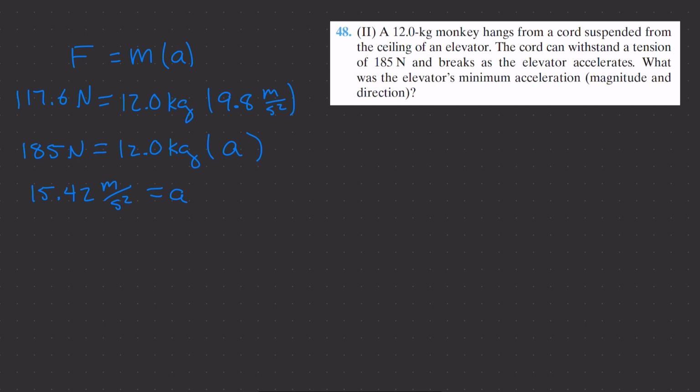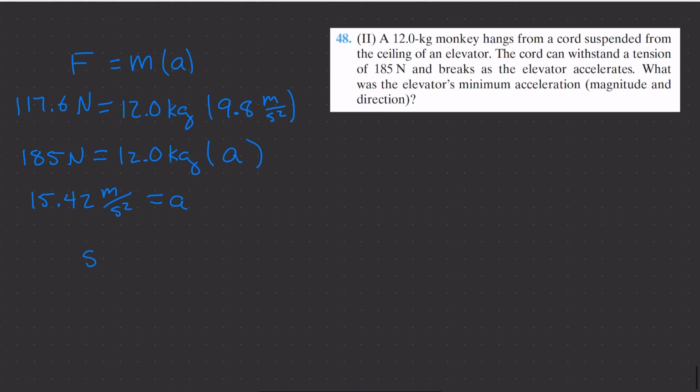So what I'm saying is that effectively, if acceleration due to gravity is 9.8, then the acceleration that the elevator is going to need is the difference between 15.42 and the 9.8 that we have from gravity. In this case, the acceleration that the elevator would need is about 5.61, or about 5.60 meters per second squared, in the upward direction.